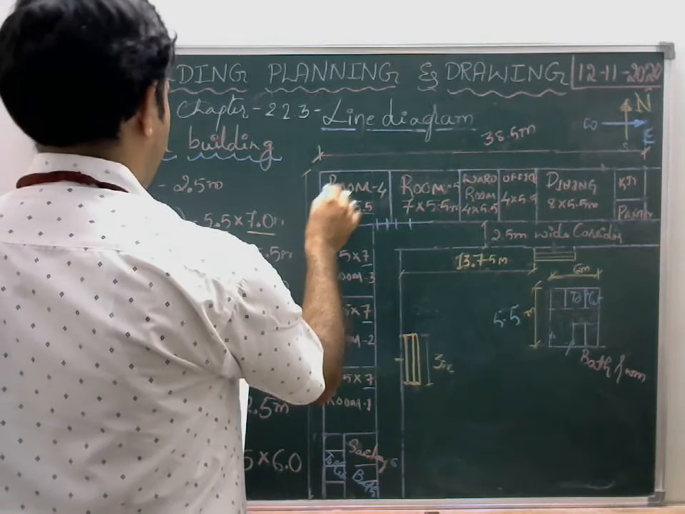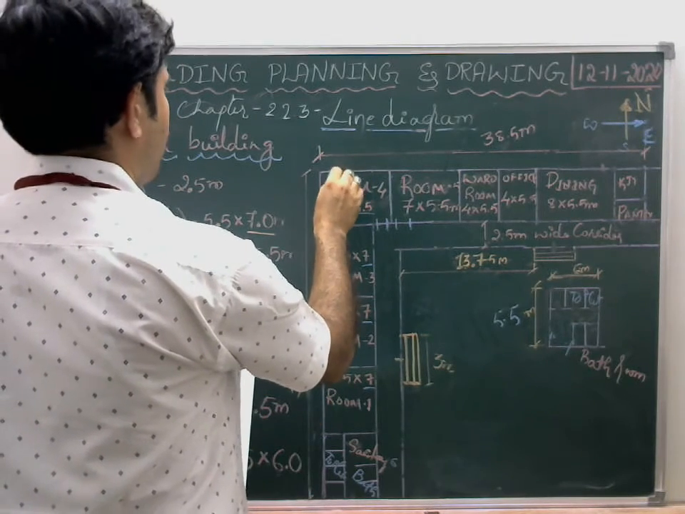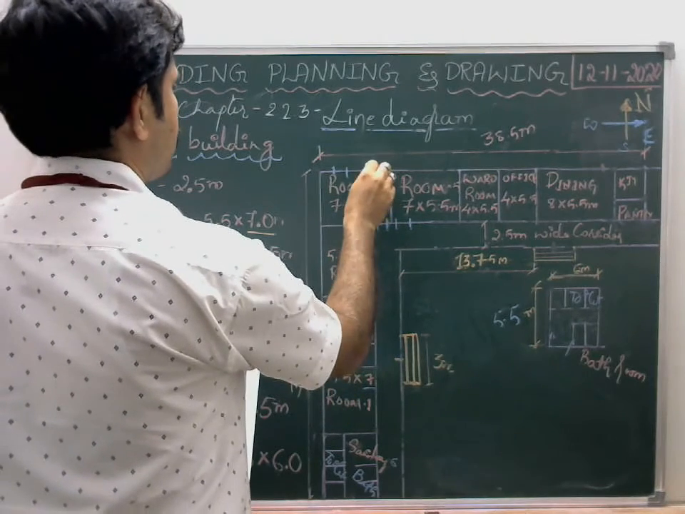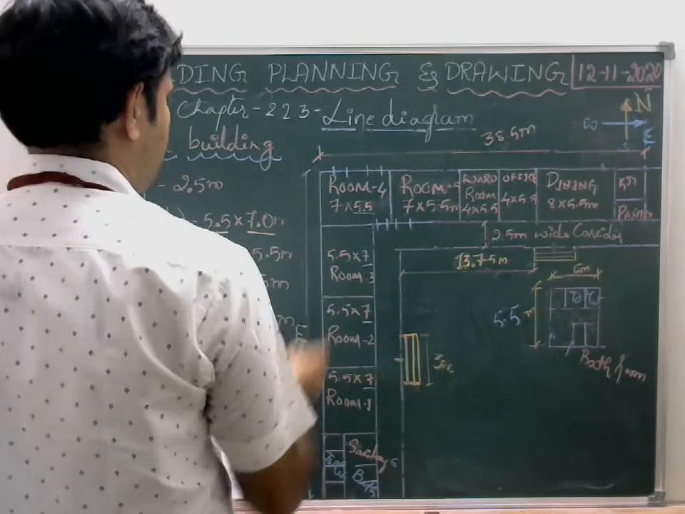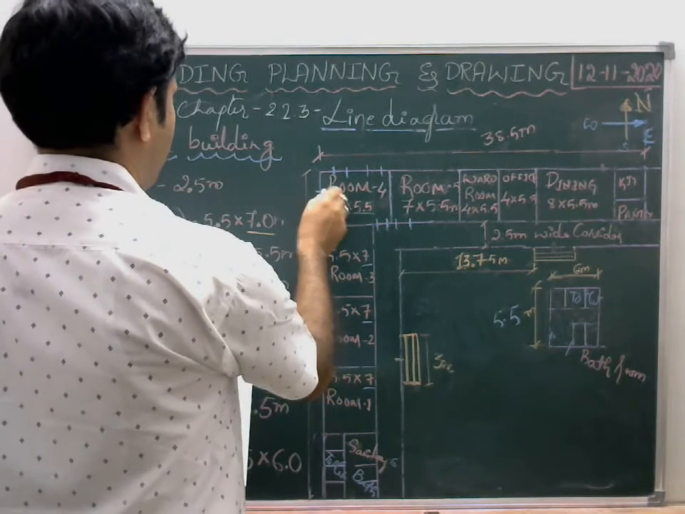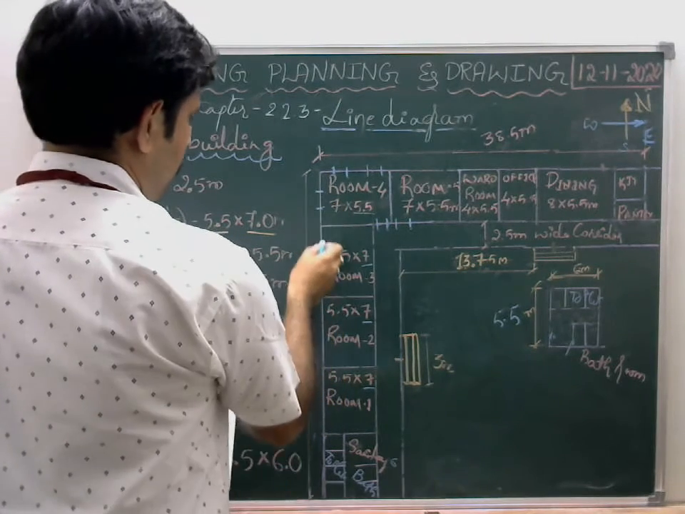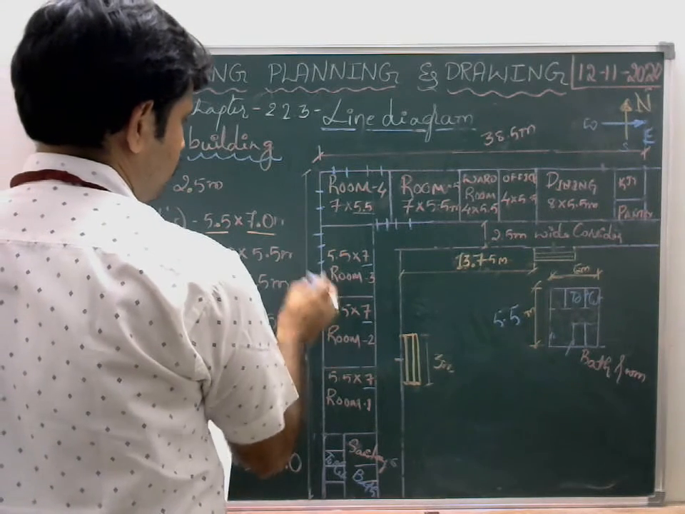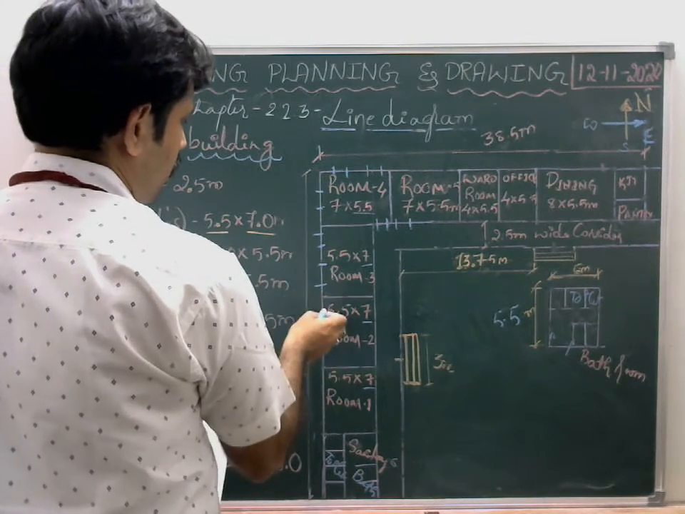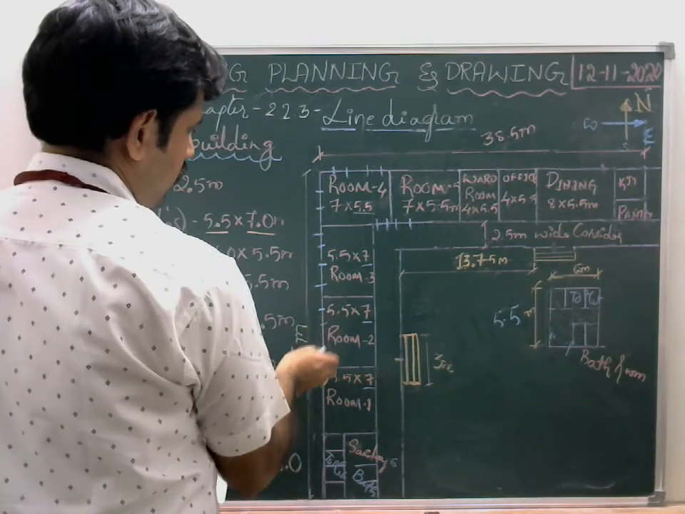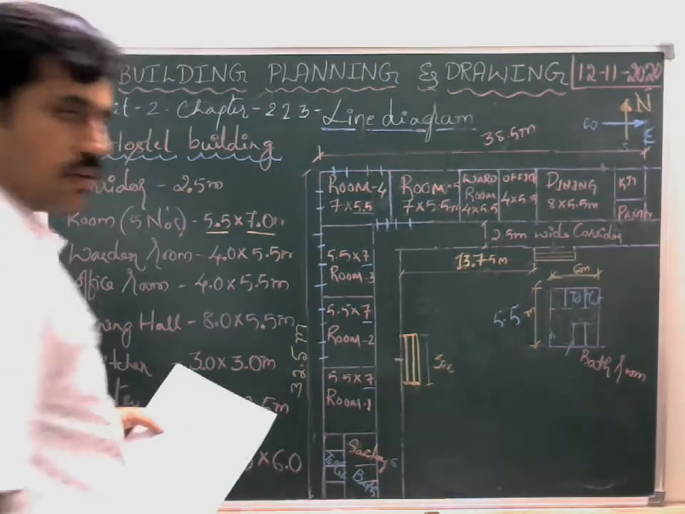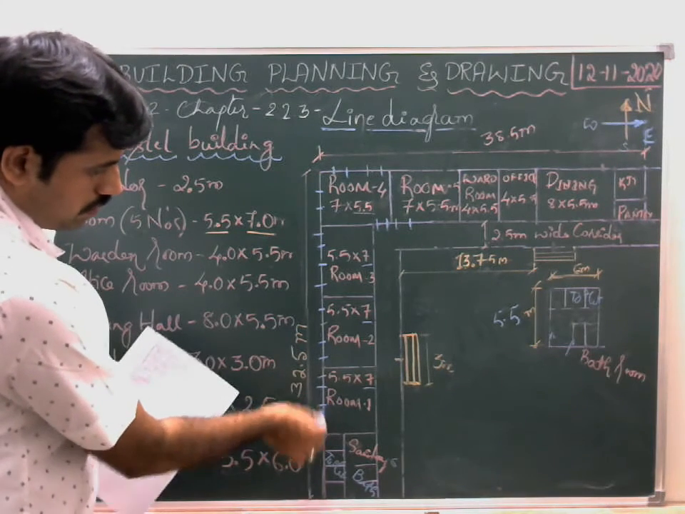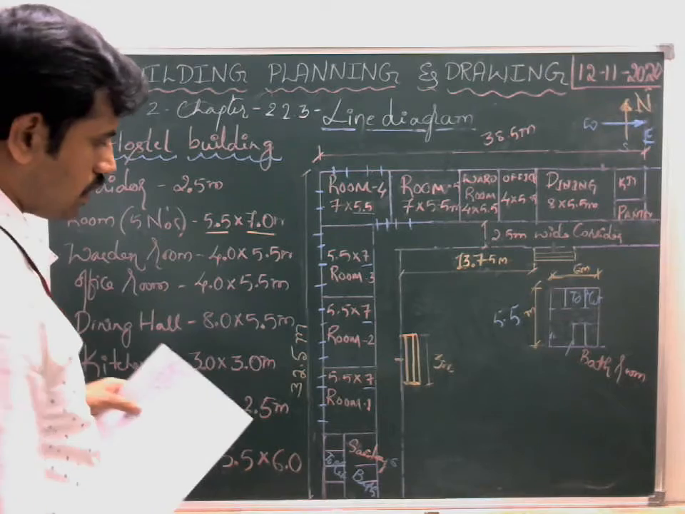So here you can provide a window. So these are for 7 meter. We can provide two numbers of windows. And again you can provide one number of window here also. And here two numbers of windows along 7 meter. And again here also. The length is more, therefore I am going to accommodate two numbers of windows around 7 meter.